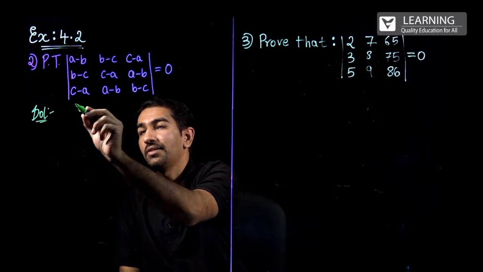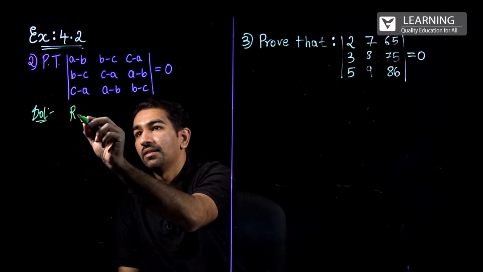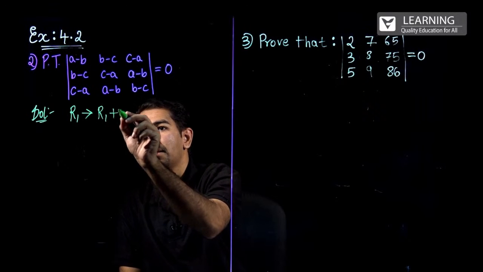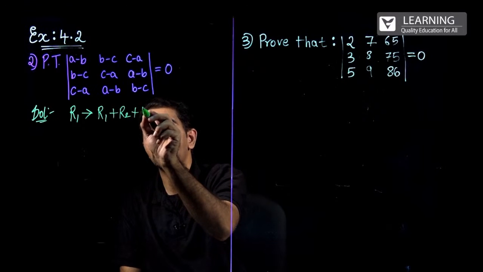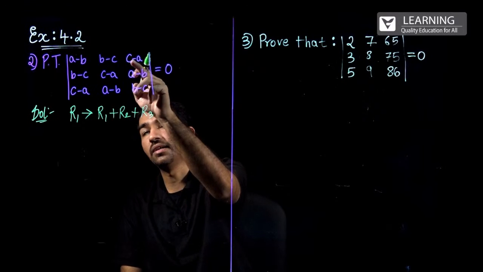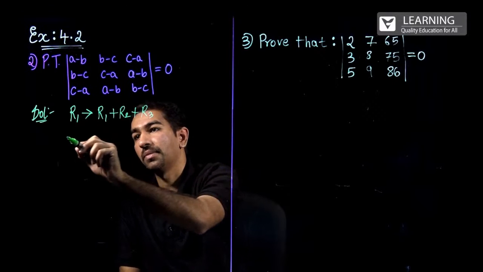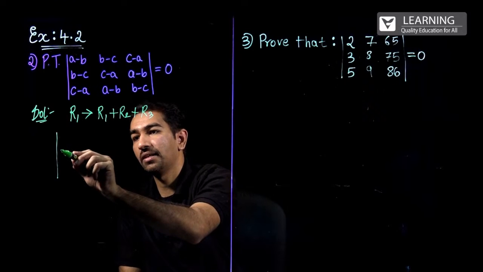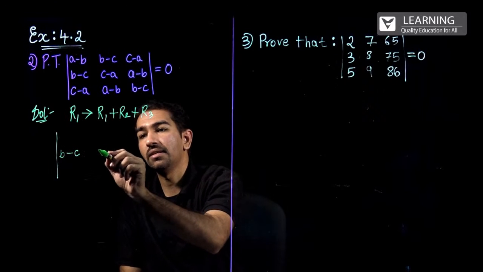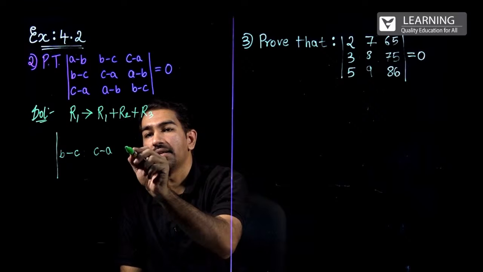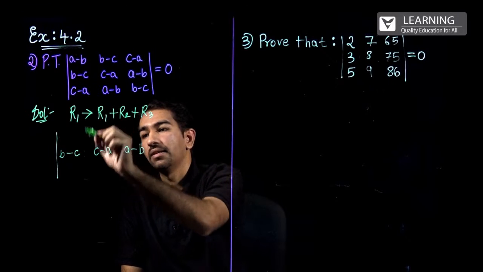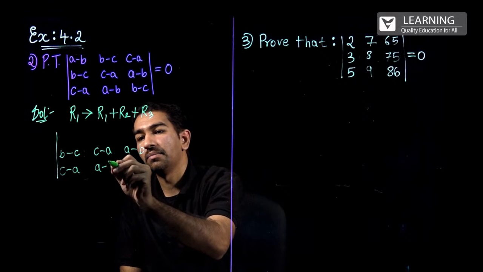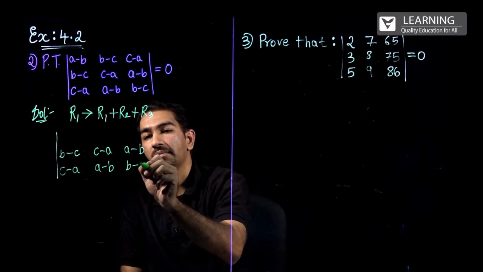Solution. Let us operate like this. Let row 1 be operated such that row 1 becomes row 1 plus row 2 plus row 3. So to row 1, we will add row 2 and row 3. See what will happen. So the determinant of, row 2 and row 3 are untouched, right? So write that as it is. B minus C, C minus A and A minus B. Here we'll have C minus A, A minus B and B minus C.